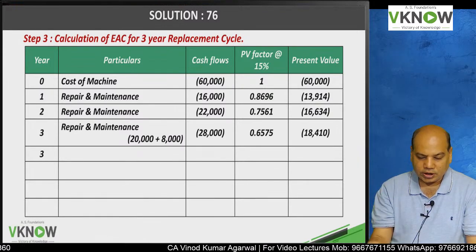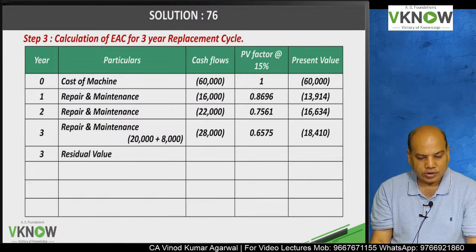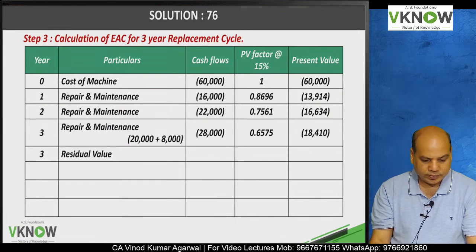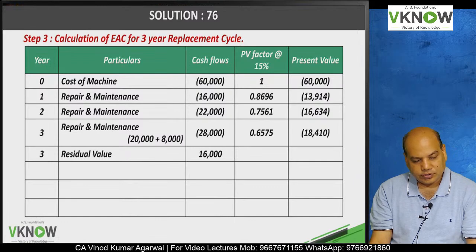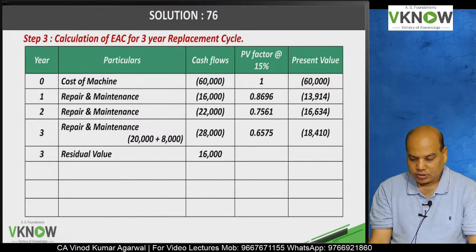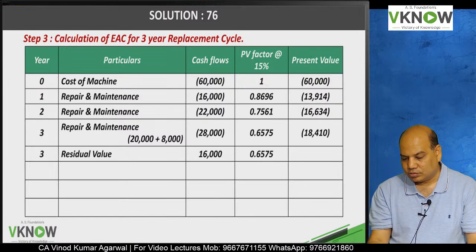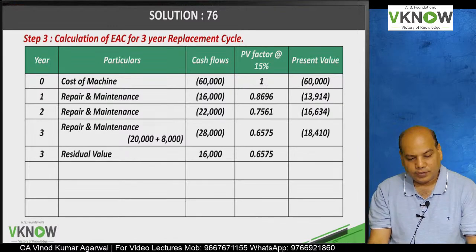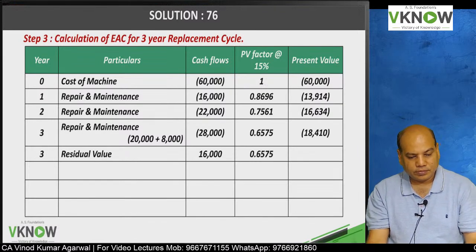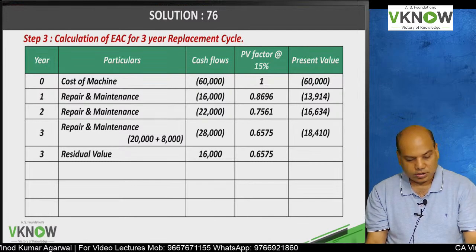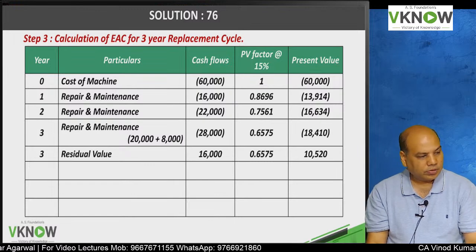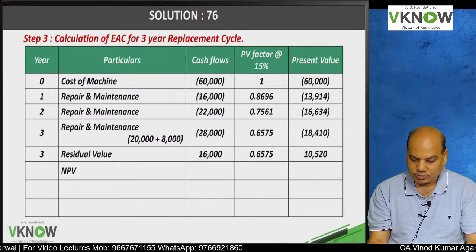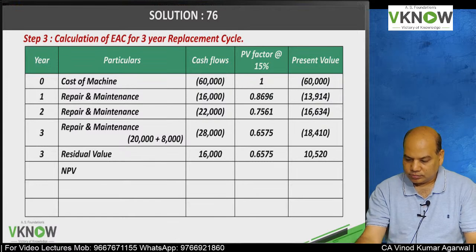And you are going to sell it in the 3rd year. Residual value 16,000. 16,000 inflow, factor 0.6575. What is the answer? 10,520. Please give me the total.